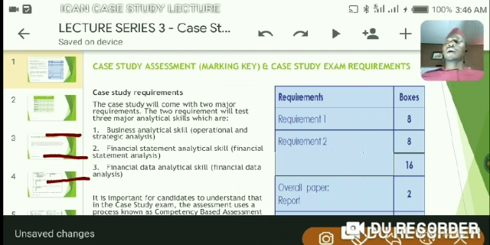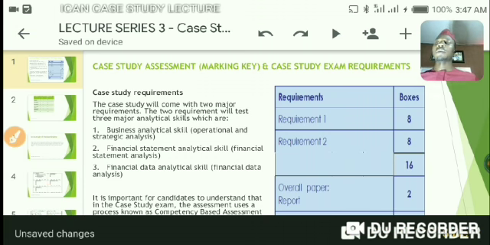Each of these analytical skills will form the requirement. So it is either the examiner decides to say, requirement one, I'm setting financial statement analytical skill, and requirement two, I'm setting business analytical skill and financial data analytical skill. The examiner could combine them any way.